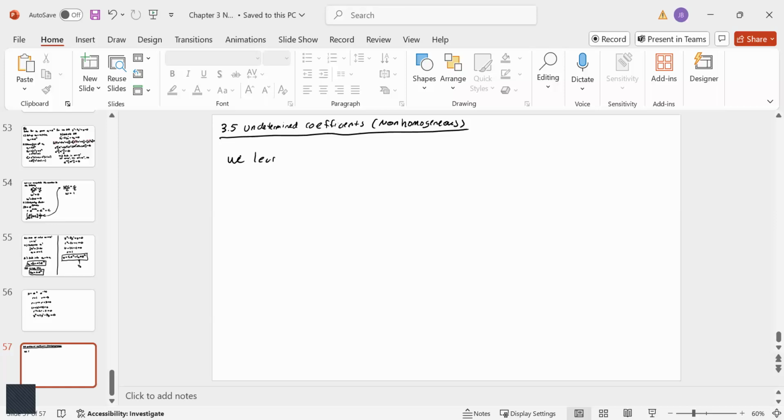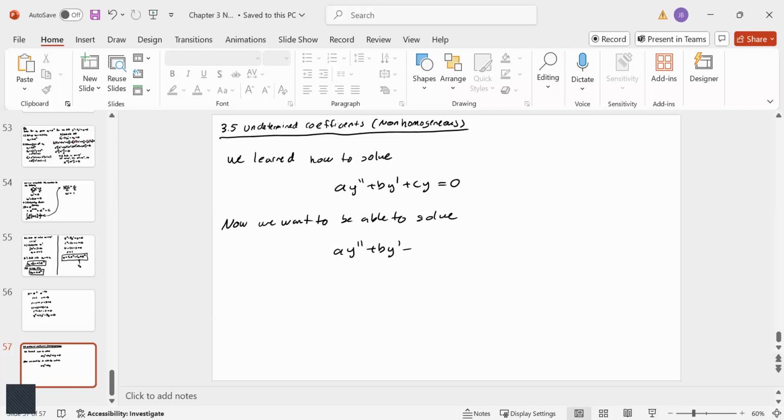So we learned how to solve ay double prime plus by prime plus cy equals 0. Now we want to be able to solve when it's not equal to 0, essentially, right? And we'll use g of x.